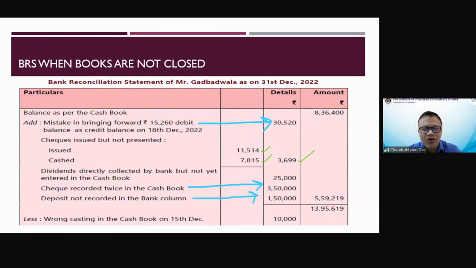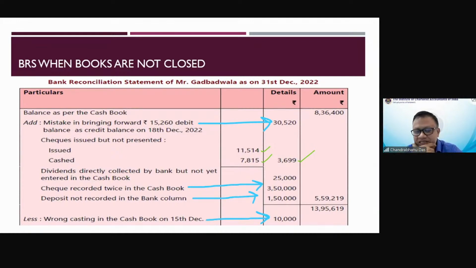Checks which are recorded twice means 350 would have been recorded twice. Now you're adding it back to increase the balance of your cash book. Deposit which is not recorded in the bank column, you're adding that to increase your balance in the cash book. So you're rectifying those errors in the cash book itself while you are arriving at the passbook balance. So it's becoming a clumsy one, but you're trying to do that.